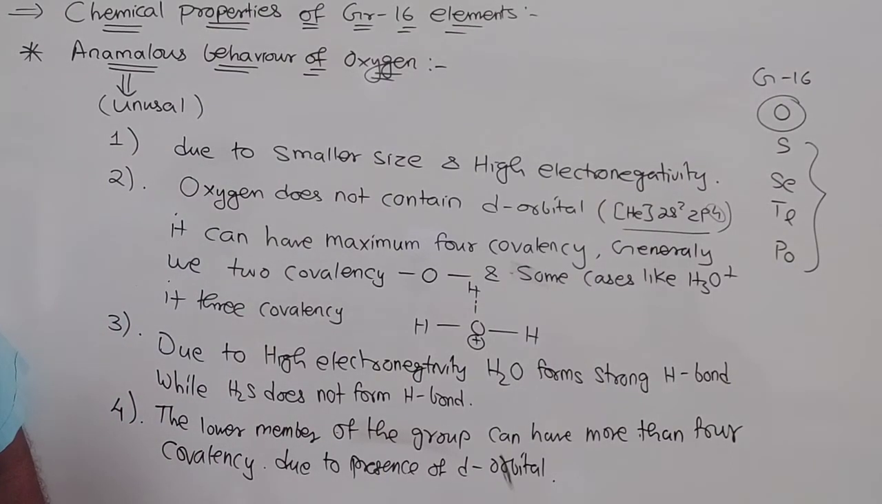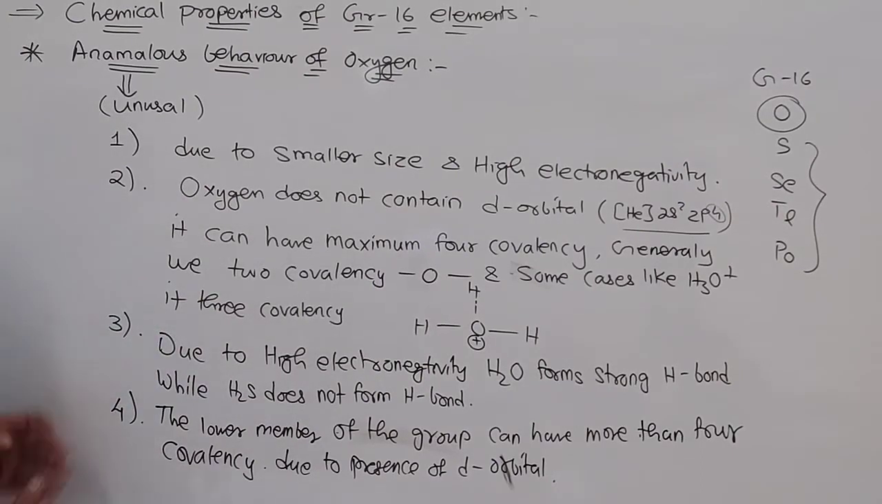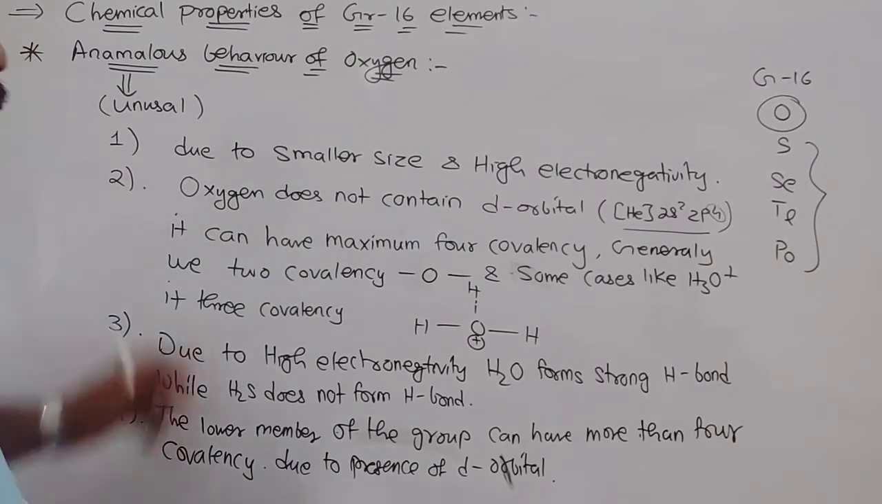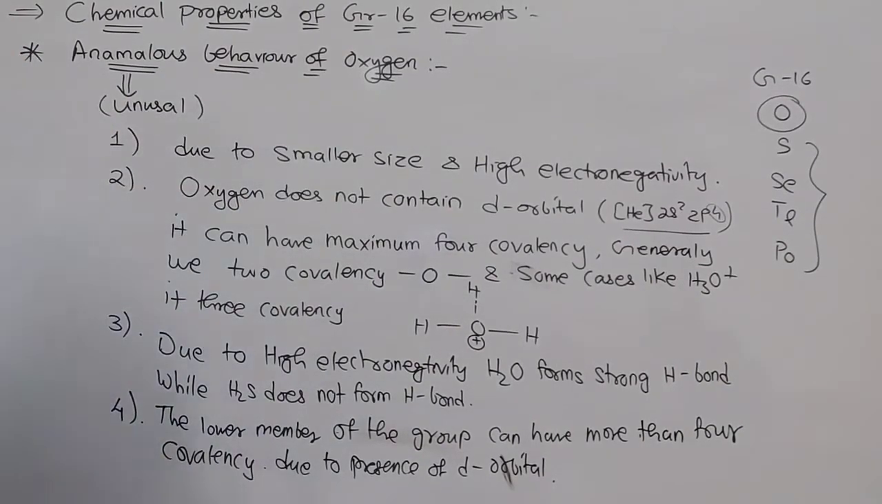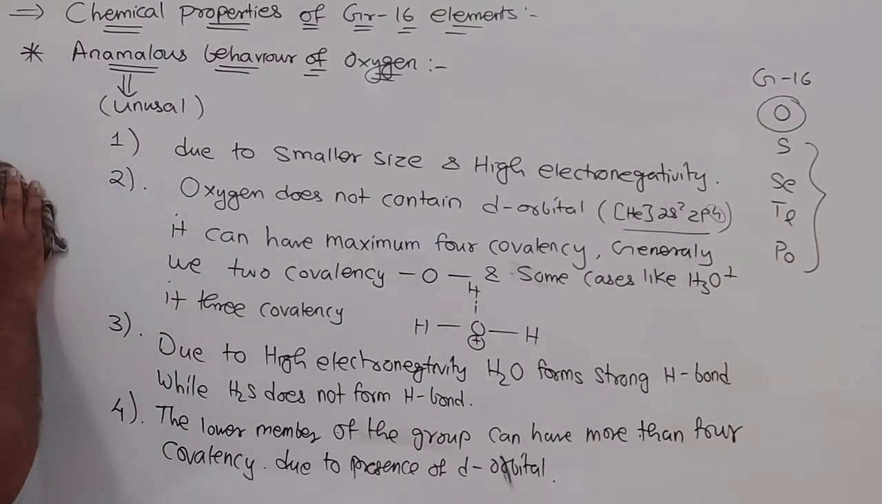Now one more part we can discuss: why does sulfur have a higher boiling point and melting point than oxygen. I will explain this, but you can write down this whole part in your fair book regarding the anomalous behavior of oxygen. It can be asked for 2 to 3 marks.